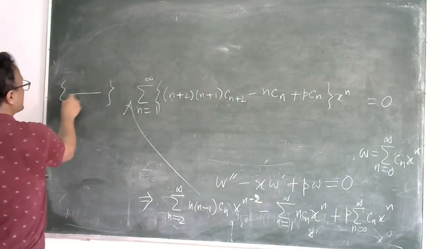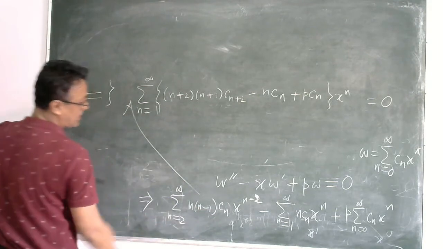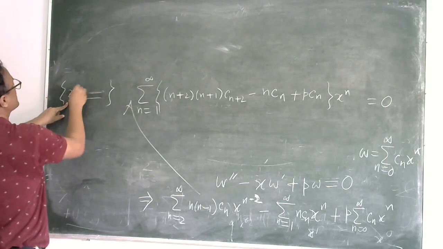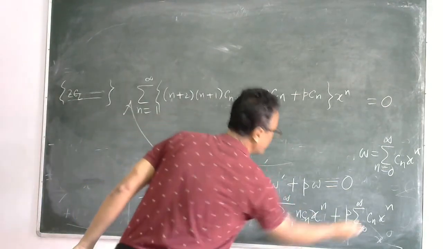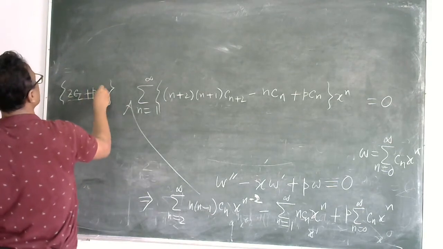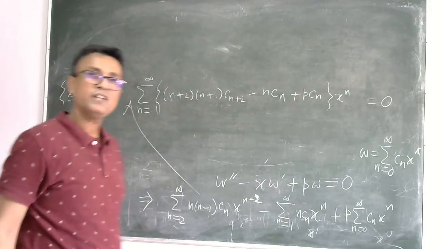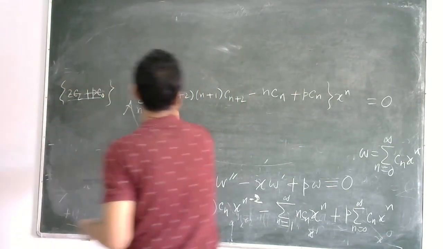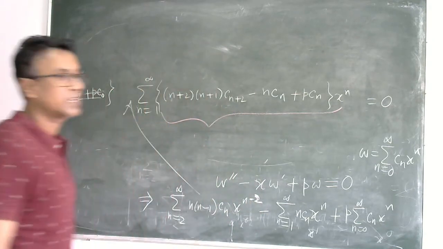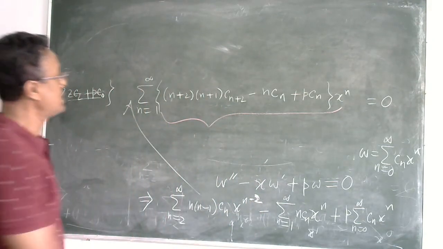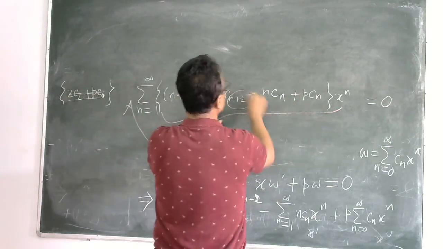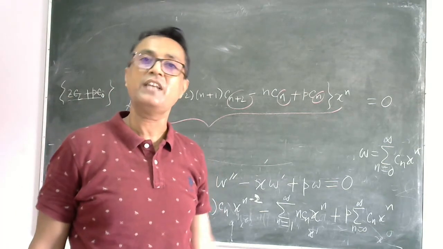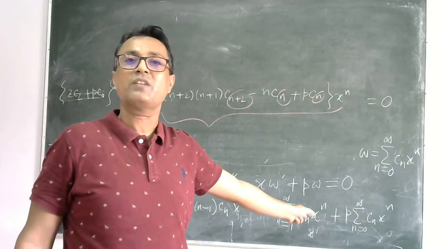Once I take the x to the power 0 term from here, it is going to be, say, 2c2 from here. And from here, it is going to be plus pc naught. Is it okay? Fine? So what I want to emphasize here is that eventually, I have got a series here. I have got a recurrence formula here. You can see that it involves only two suffixes, and it is easier to work out. Is it okay with everybody?